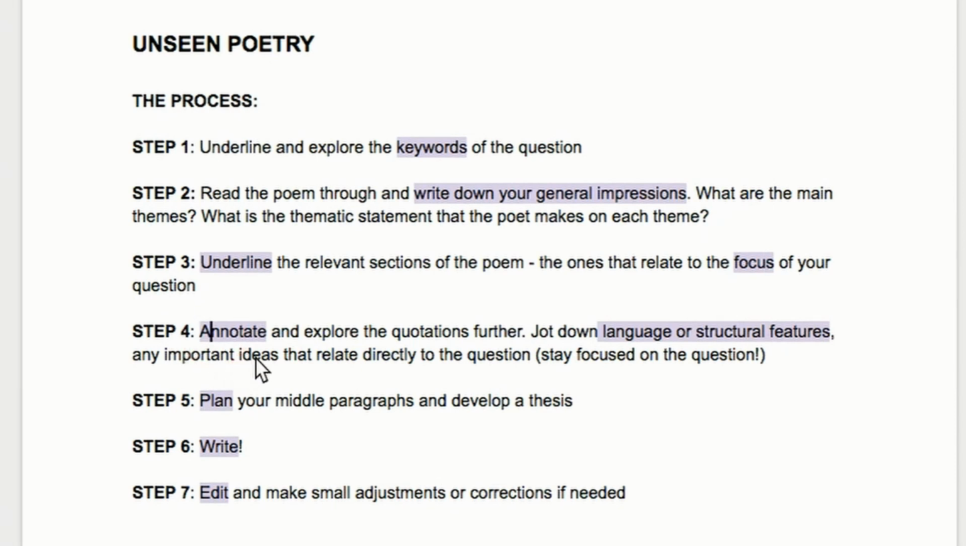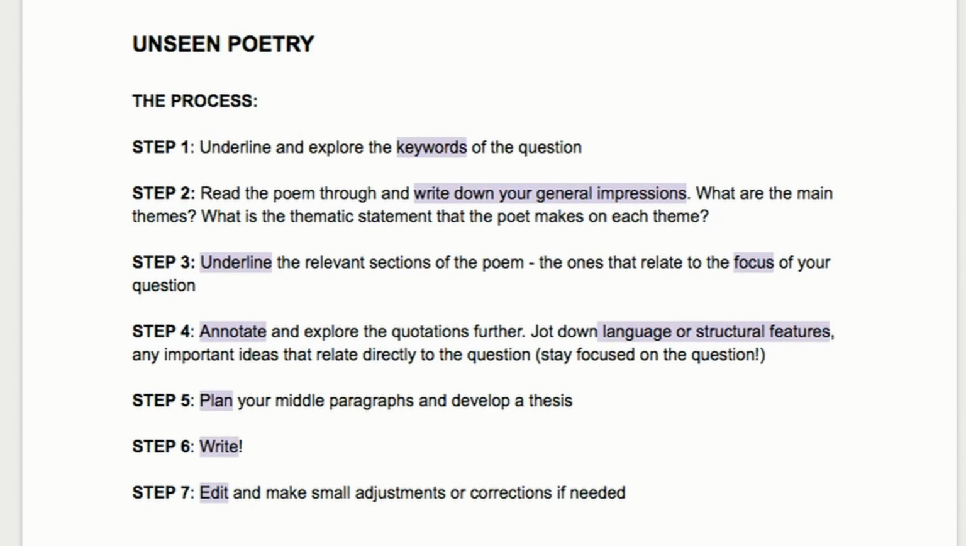After you've underlined, start annotating. Annotating is where you make your own notes and put your own thoughts and ideas around what you've underlined. At that point, you can start jotting down language features or structural features. You can jot down any ideas or pieces of analysis in your own mind that relate to the question. You have to stay focused on that question. With annotation and analysis, basically you're trying to answer how and why what you've underlined relates to the question. So every time you've underlined something, try and make a note about how and why it relates to the question.